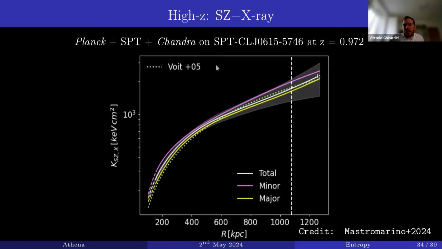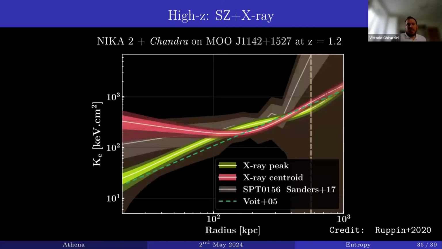They also did the same analysis along the minor and major axis, but even for those cases, the entropy profile at large radii was still following this power law behavior that was predicted 20 years ago. And a bit more recently than that, at higher redshift, this cluster here was observed by NIKA2 and by Chandra. Although there might be some significant difference in the center, depending on which center one uses, at large radii they are all very close, and all very close to the prediction that you see here in dashed green, with the self-similar model.